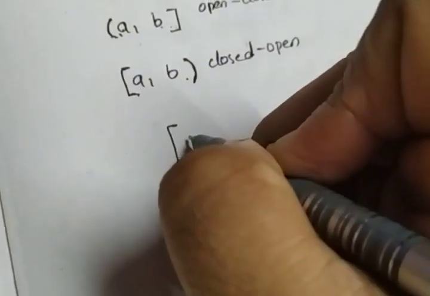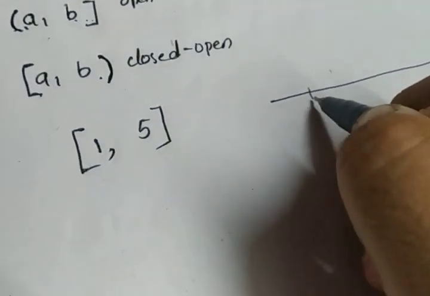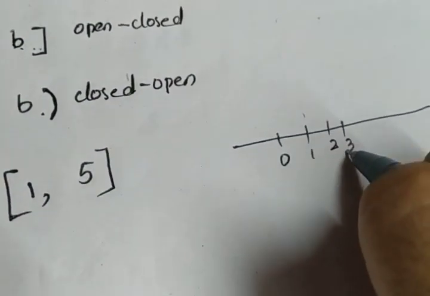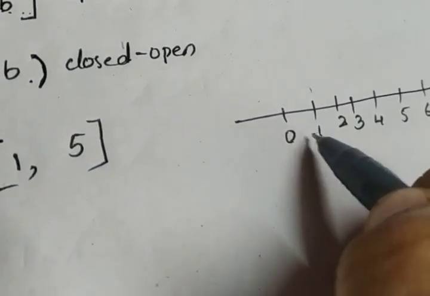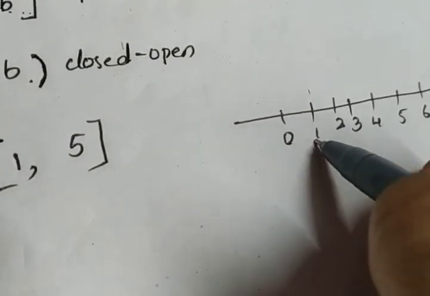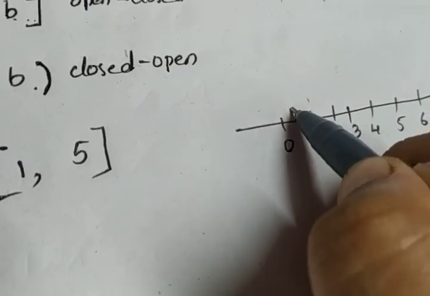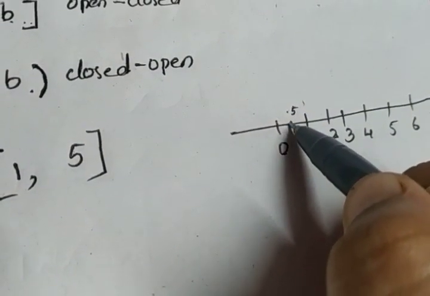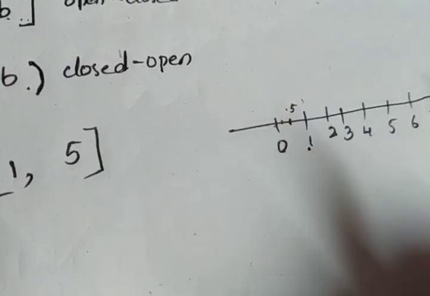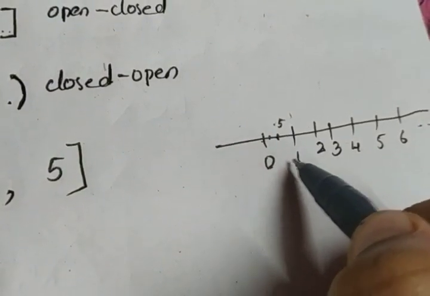What makes the difference? Let me take an example, the closed interval [1, 5]. What we have to do is draw a number line. Let it be 0, 1, 2, 3, 4, 5, 6, etc. How many numbers are there between 0 and 1? There are infinitely many numbers, isn't it? If I want to denote a number between 0 and 1, I can take 0.5. If again I want to represent a number, I can take the middle of 0 and 0.5. Likewise, infinitely many real numbers are there between 0 and 1.